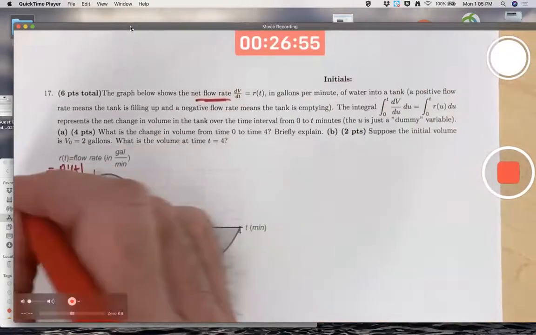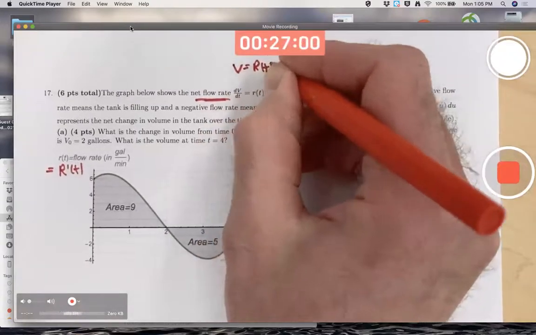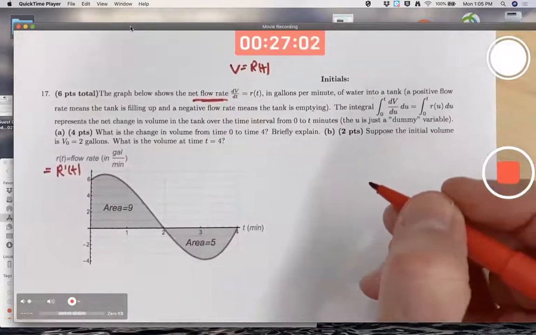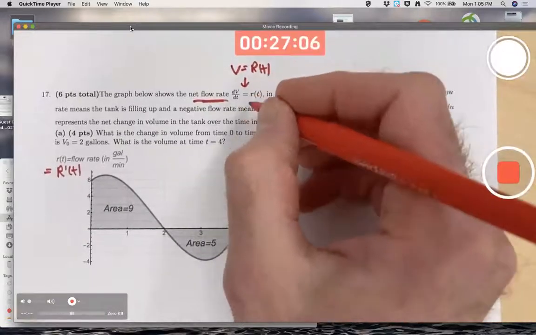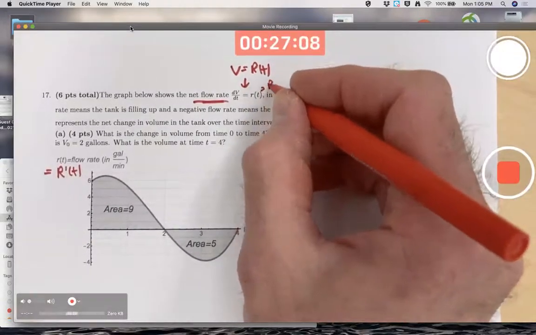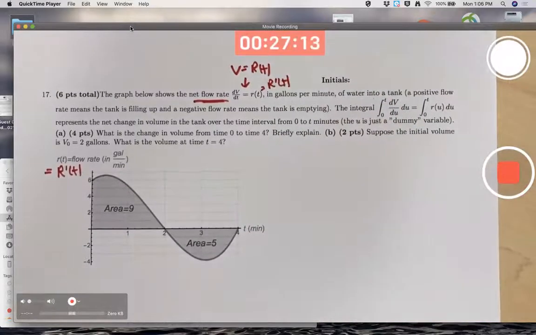If I let V equal capital R of t, evidently maybe capital R represents the actual volume, then the derivative dV/dt is little r, where I'm assuming little r is capital R prime. Okay? It's important to realize that kind of thing can be thought about that way.